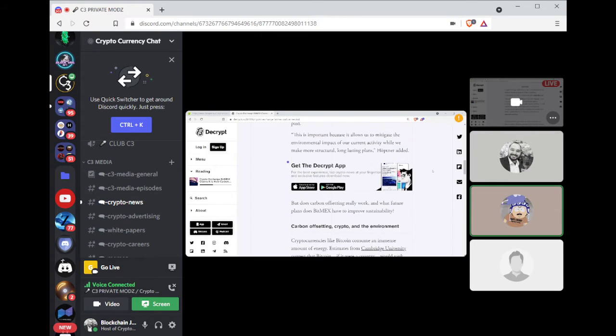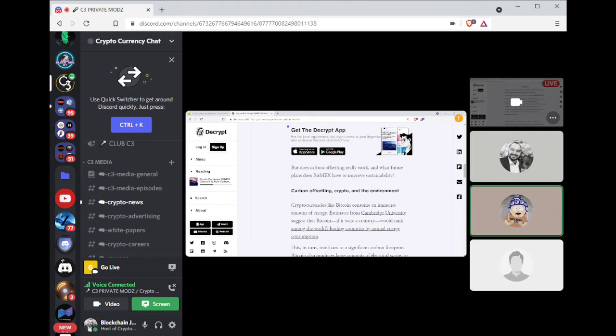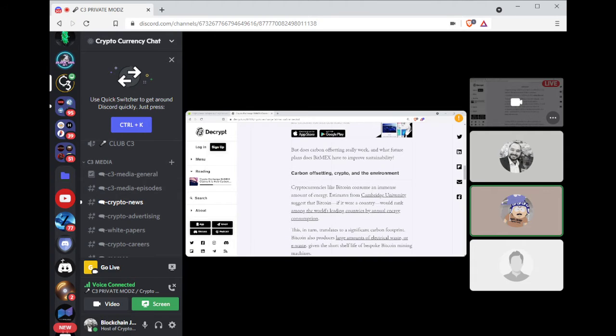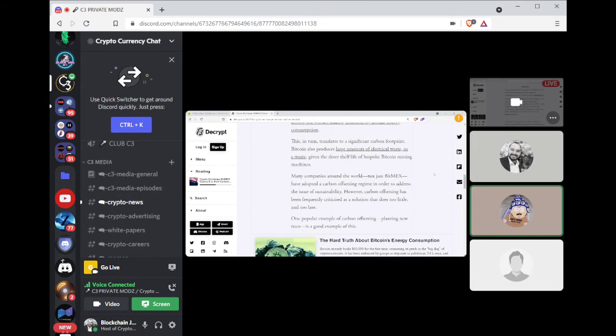All right, sorry. This is important because it allows us to mitigate the environmental impact of our current activity while we make more structural, long-lasting plans, the CEO added. But does carbon offsetting really work, and what future plans does BitMEX have to improve sustainability? Cryptocurrencies like Bitcoin consume an immense amount of energy. Estimates from Cambridge University suggest that if Bitcoin were a country, it would rank among the world's leading countries by annual energy consumption. This in turn translates into a significant carbon footprint. Bitcoin also produces large amounts of electrical waste, or e-waste, given the short shelf life of Bitcoin mining machines, which are ASICs.